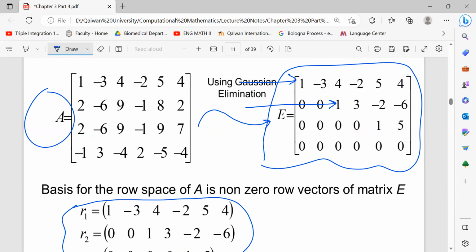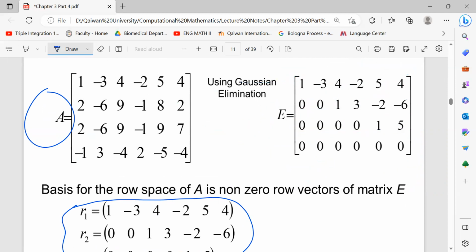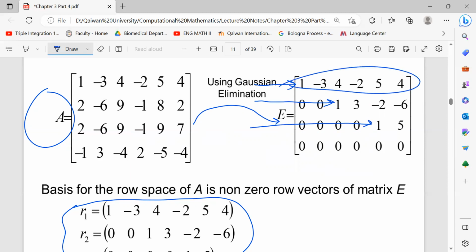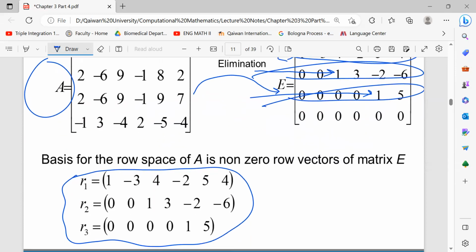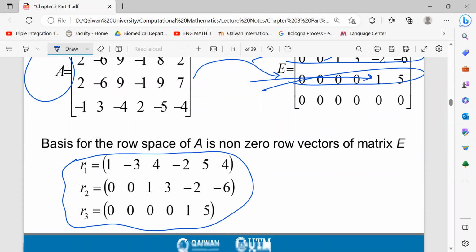Okay? So it's important to know how to change a matrix to reduced row echelon form. We talked about this before in chapter 2. Okay? After reducing it to this form, look, we just choose those rows in which the first non-zero element is 1. We have these 3 rows. So we write down this row, and this row. These 3 rows are the basis for the row space of matrix A.